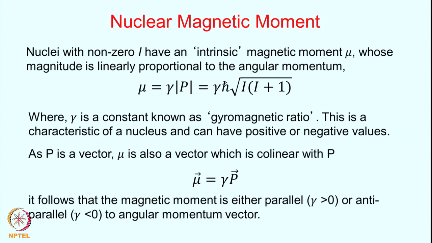Once again, this comes from the theory of nuclear structure, and we simply take the result that is coming from there. And P is a vector, as we said earlier, it can have certain orientations, and therefore mu is also a vector. Now if you write this vector equation, mu is equal to gamma times P, both are written as vectors. So it follows that depending upon whether gamma is positive or negative, the magnetic moment is parallel to the angular momentum or anti-parallel to the angular momentum vector.